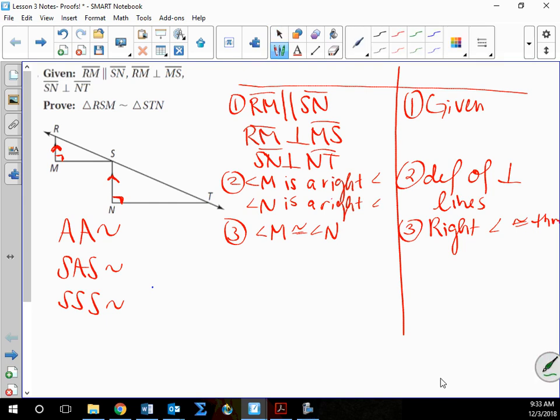Now, who said something about parallel lines? Justin, what can we do with our parallel lines? You can get corresponding angles. Corresponding angles, good. Which angles are going to be corresponding? Angle NST and angle NRS. Good. So we have angle NST congruent to angle NRS.